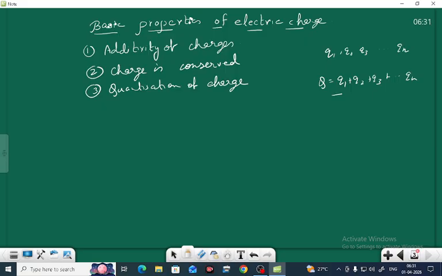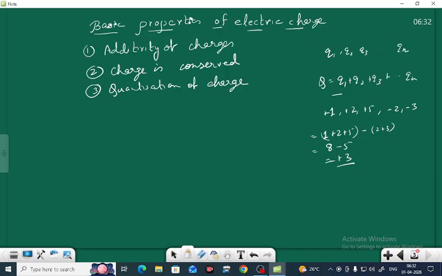For example, consider the total charge of a system containing the charges plus 1, plus 2, minus 3, plus 5, minus 5. Suppose there are three positive charges, plus 1, plus 2, plus 5, and the negative charges are minus 2, minus 3. Then we add all the charges: 1 plus 2 plus 5 minus 2 minus 3. 5 plus 2 is 7, plus 1 is 8. 8 minus 5, the total charge is plus 3. So this is the additivity of charges. That means you have to add all the charges, whether they are positive or negative.